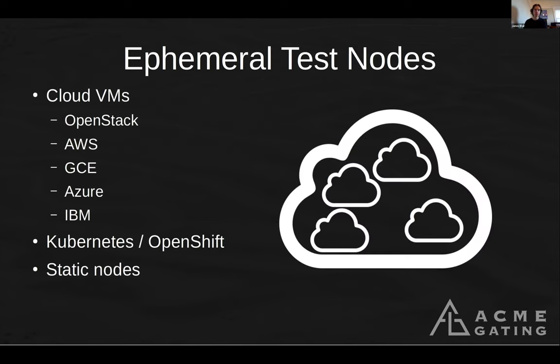So where does Zuul do its work? It's kind of agnostic about that as well. It's not tied to any one cloud provider or any one way of running work. You can run Zuul jobs on virtual machines. So we support OpenStack, AWS, Google, Azure, IBM, or you can run your workloads on Kubernetes or OpenShift, or you can run them on static nodes. So those could be just pieces of real hardware that you SSH into.